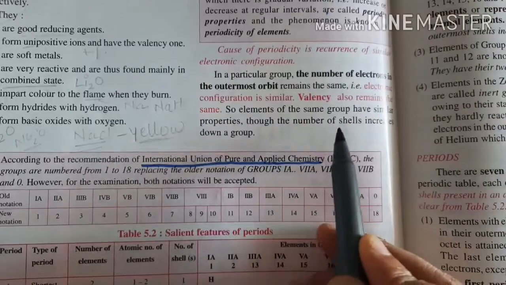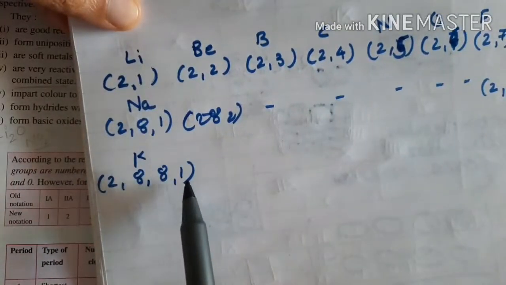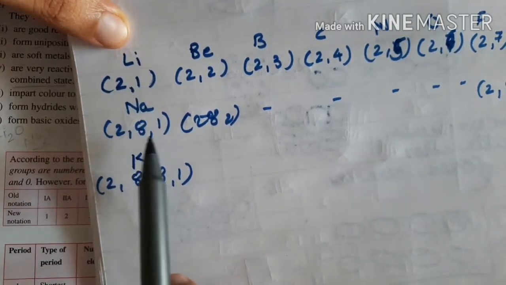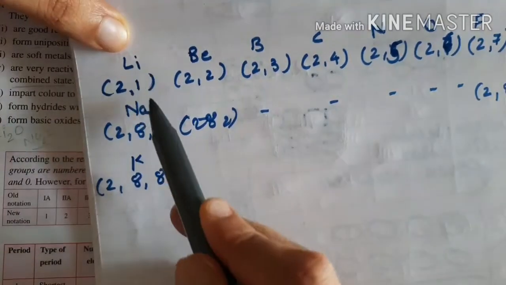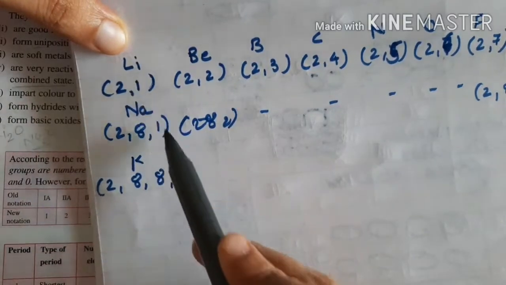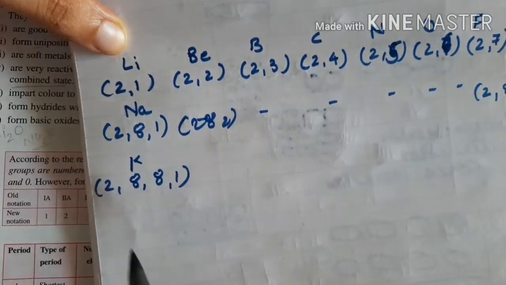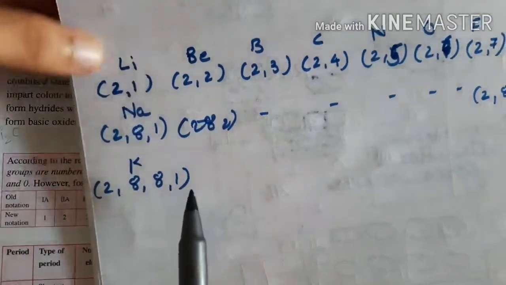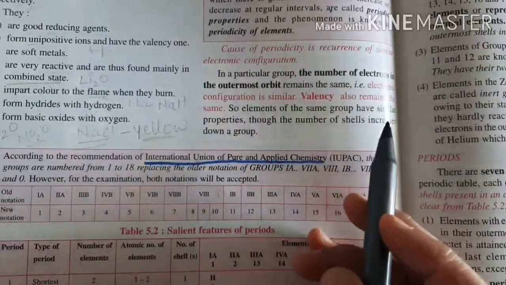As we go down the group, the number of shells increases. The number of outermost electrons remains the same, but the number of shells here, 1 and 2, means there are 2 shells here; 1, 2, 3, so 3 shells here, then 4 shells. So the number of outermost electrons, 1, 1, 1, remains the same in the first group, but the number of shells is increasing because the atomic number is increasing. The shells are increasing, but this remains the same. So that is why the chemical and physical properties are the same throughout the group.